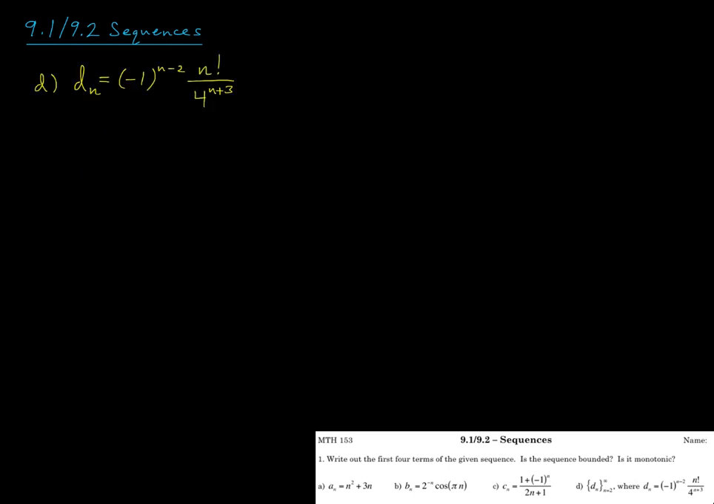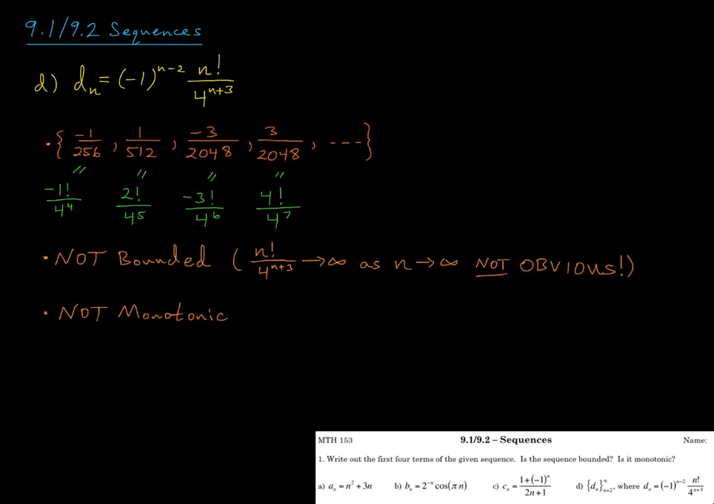Okay, so on to D. First 4 terms. Well, if n is 1, I'm going to get -1 to the negative first power, which is a -1. And then I'm going to get a 1 factorial over 4 to the 4th. So that simplifies to -1 over 256.